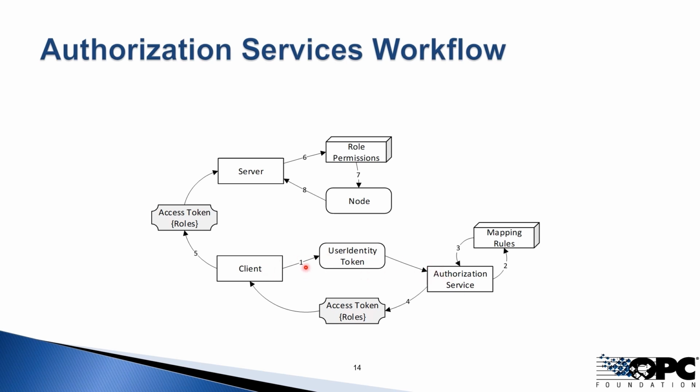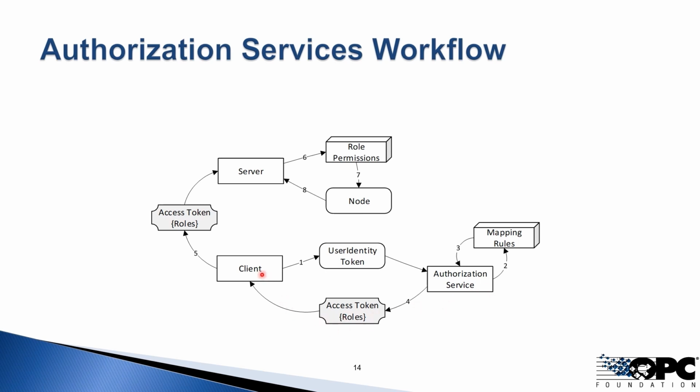And with that user identity token, the authorization service will check the mapping rules that it has or that some underlying system might have, and come up with an access token. And the access token is not too much different than the user identity token, except it very explicitly has the list of roles that are granted to that user based on knowledge of the roles the server will accept.